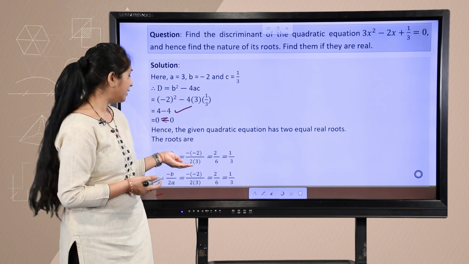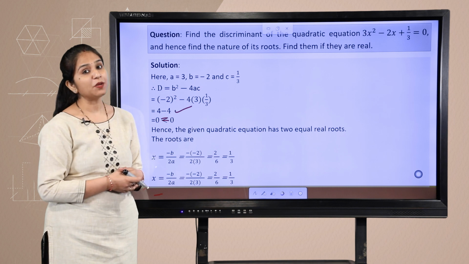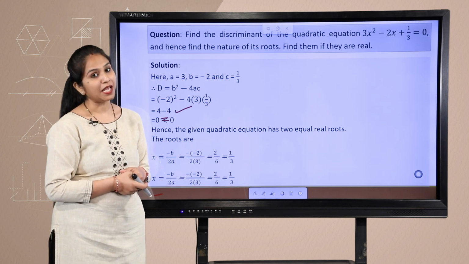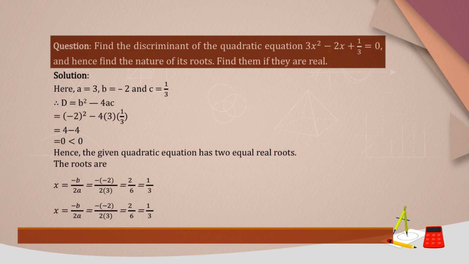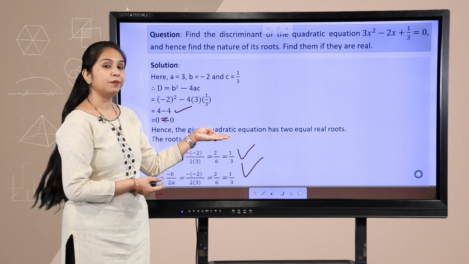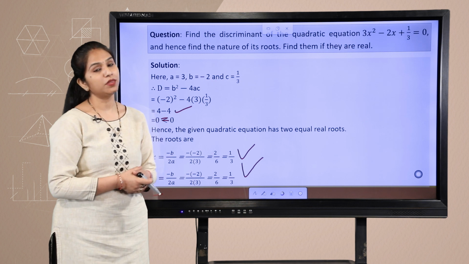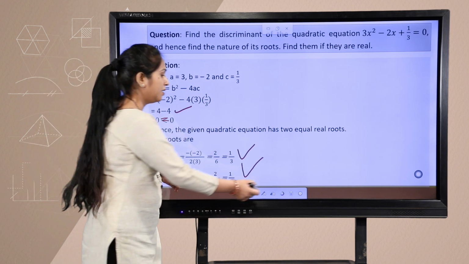So write down the quadratic formula, and since discriminant already becomes 0, you can calculate your roots by using x is equal to minus b upon 2a, and since we have two equal roots, you can see here the value of x is 1 by 3 and 1 by 3, both the roots are equal.